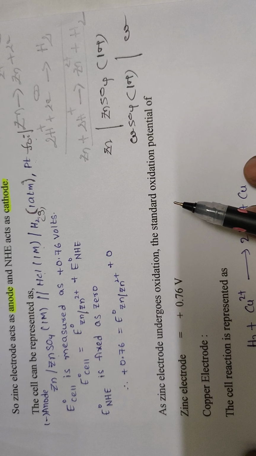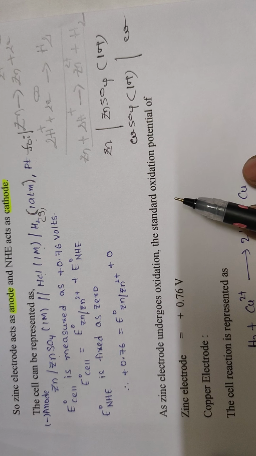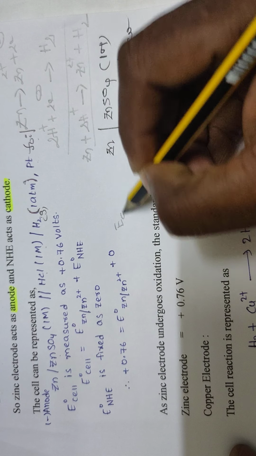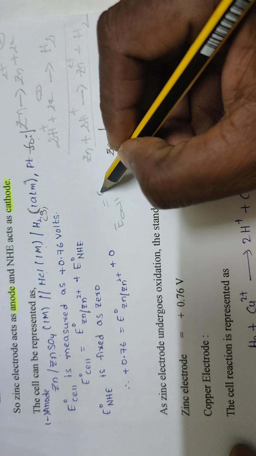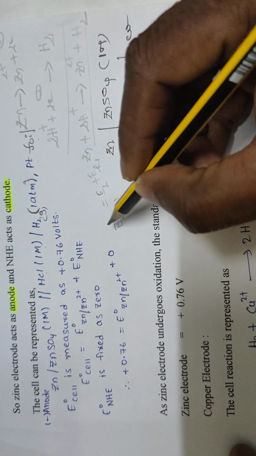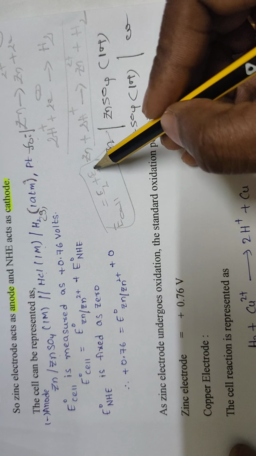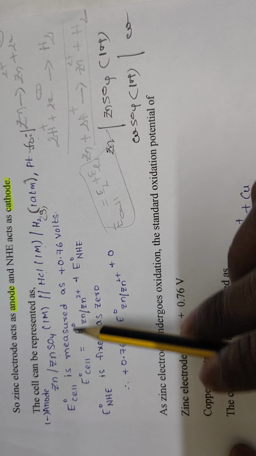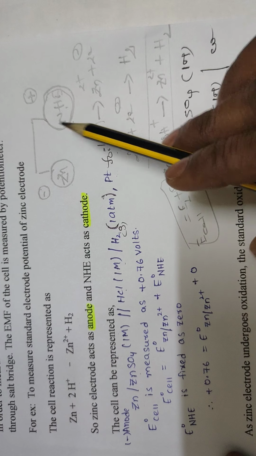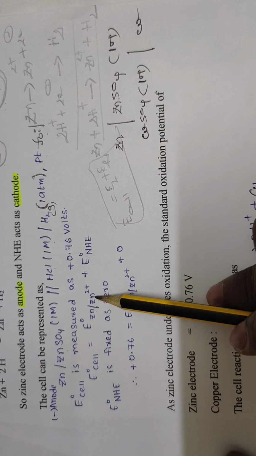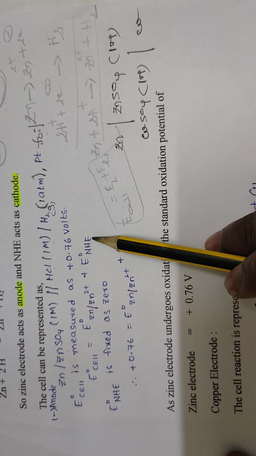Okay, so according to EMF, electromotive force, the formula is E cell equal to EL plus ER. In the previous class I discussed E cell equal to EL plus ER. That means EL is the left hand side electrode, ER is the right hand side electrode. Here the left hand side electrode is zinc, the right hand side electrode is the normal hydrogen electrode. So E cell equal to E Zn2+ plus E normal hydrogen electrode.